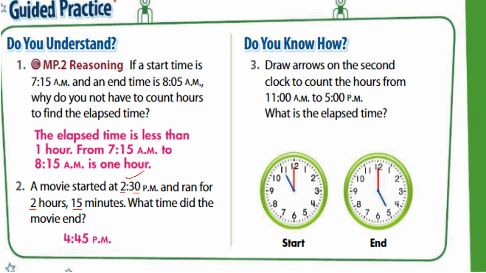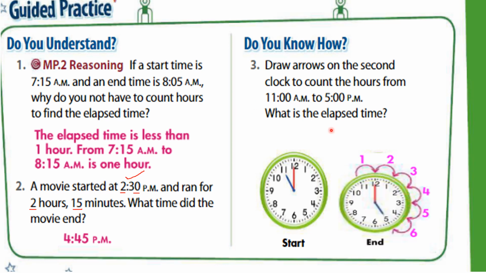Okay, question 3. What do we have in question 3? Draw arrows on the second clock to count the hours from 11 a.m. to 5 p.m. What is the elapsed time? So from 11 o'clock to 5 o'clock, we have to draw the arrows. So simply from 11 to 5, we can count like 1 hour, 2, 3, 4, 5, and 6.